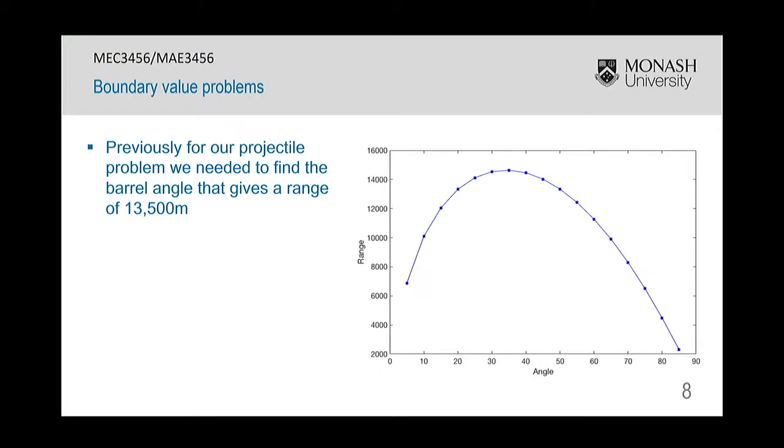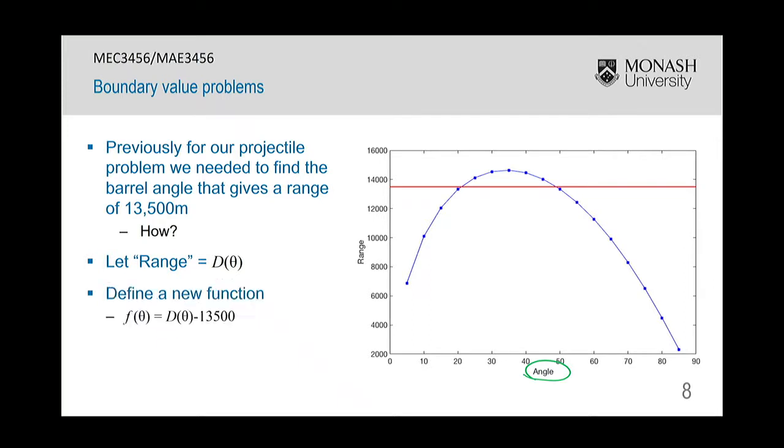So the blue curve here is the range of our projectile as a function of the barrel angle. We want the distance the projectile travels to be 13,500 meters. So how are we going to define this problem so that we can find those angles automatically using some kind of computer code? Well, let the range equal a function d of theta, that blue curve there.